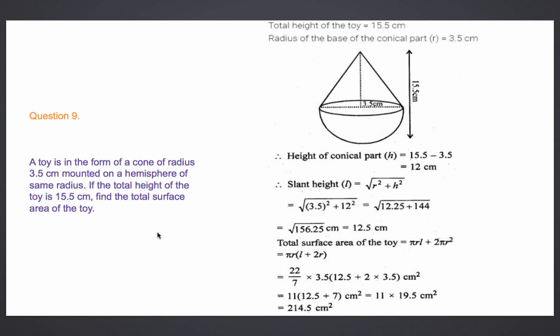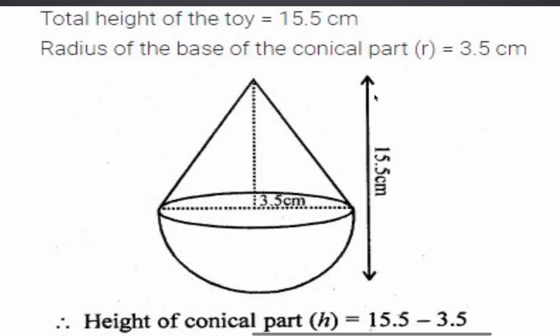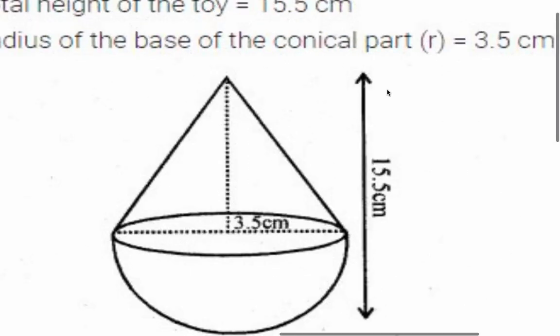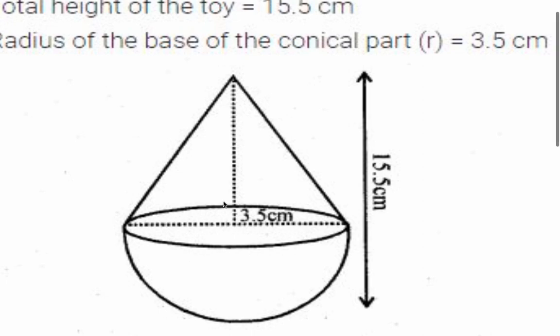Now let's begin and understand. Students, firstly let's understand the figure part, then we will move to the solution part. See here, this is the hemisphere and this is the cone. The radii of the two are the same, which is 3.5 centimeter. The total height of the toy is 15.5 centimeter.